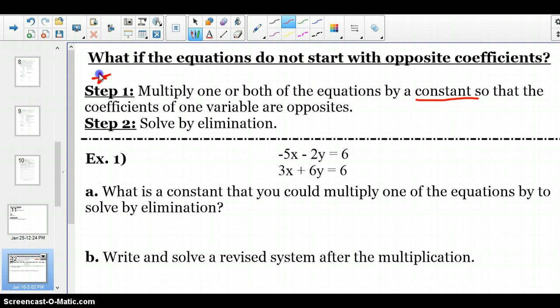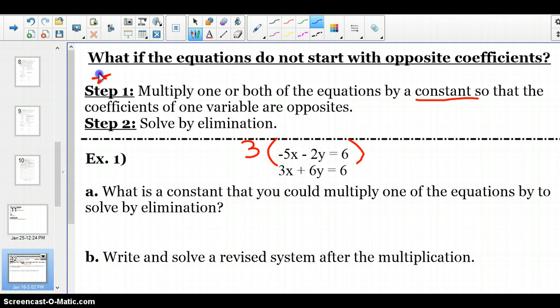So if we look at example 1 here, I need to figure out a way so that I could multiply one of these equations by a constant, so that if I added the two equations, one of the variables would cancel. So maybe x would disappear or y would disappear. And for the first one, the strategy is this. You should multiply the first equation by 3, the whole entire equation by 3.